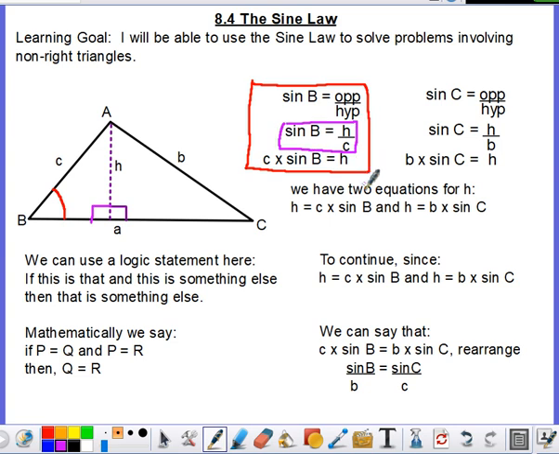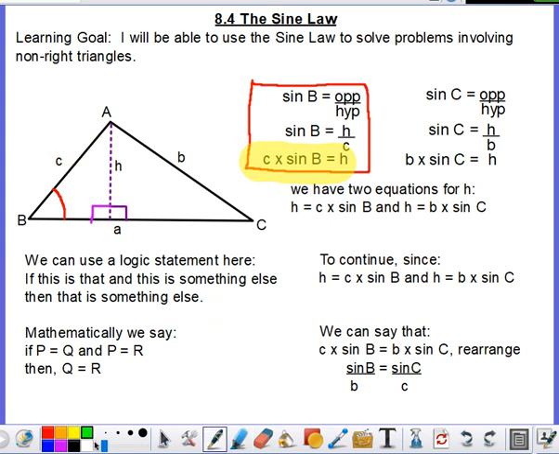What we want to do here is isolate for h, meaning we're going to multiply each side of this thing by c. What happens is we have c times sine of B on the left, and on the right-hand side, the denominator c and the multiplying c cancel each other out. So what we're left with is c times sine of B equals h.